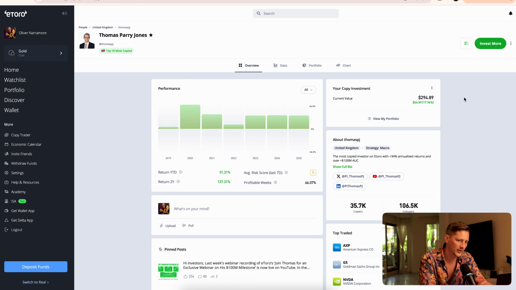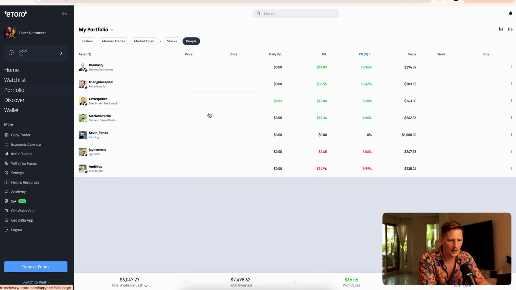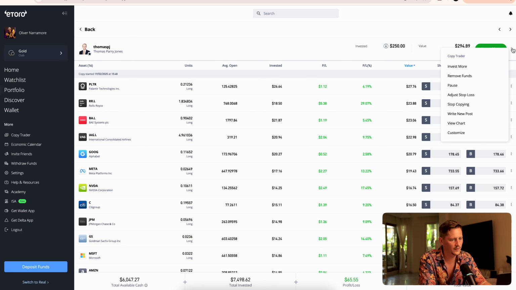Likewise, if you want to pull out your money, the 3 little dots. Oh, no, let's do that properly, Oliver. If you want to pull out money, go to the portfolio, click on Thomas. Now you can do there, invest more, remove funds. You can pause if you want to. Now adjust stop loss. Very, very interesting one we can look into here.